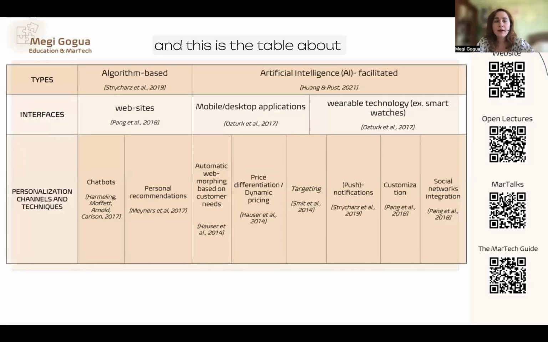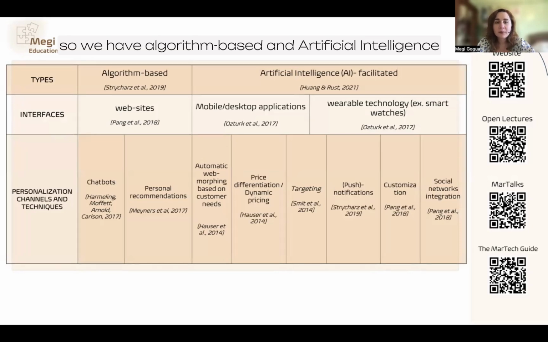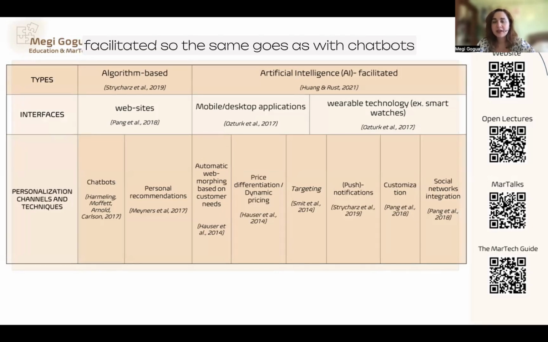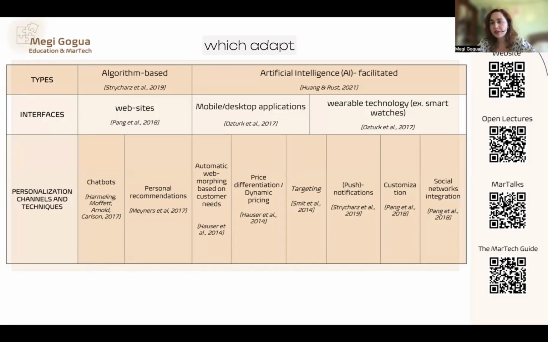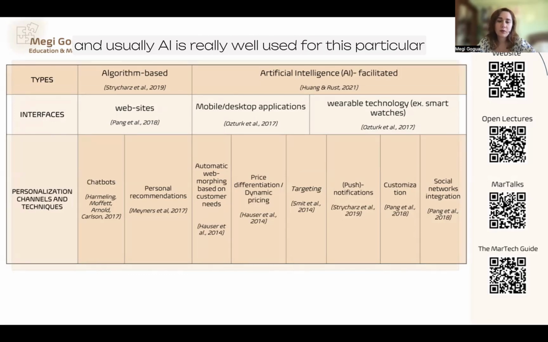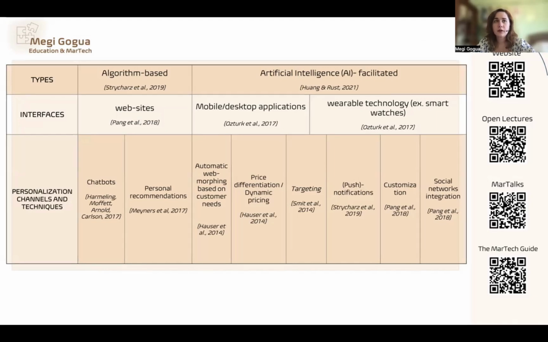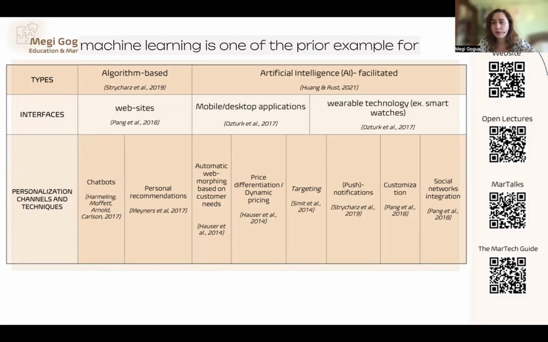And this is the table about different approaches. So we have types of personalization interfaces, personalization channels, and techniques. So we have algorithm-based and artificial intelligence facilitated. So the same goes as with chatbots. We have either script, which tells them like if they bought this, then they will like this, and it just goes on with the decision trees, or AI, which adapts. And usually AI is really well used for this particular situation, and using also machine learning as one of the prior examples for realization of this particular type of personalization.